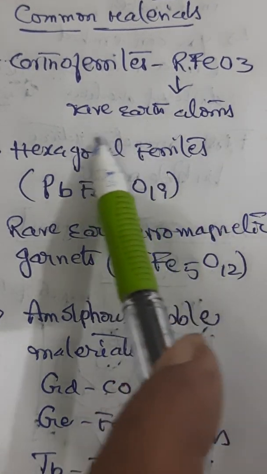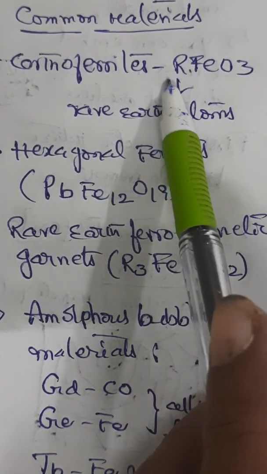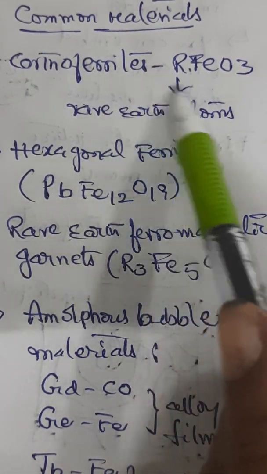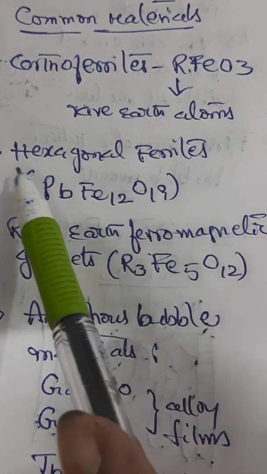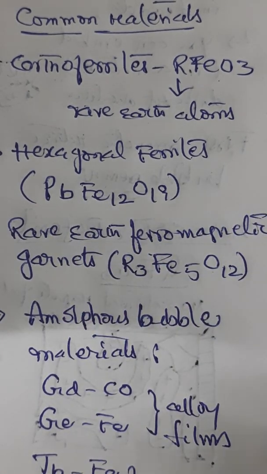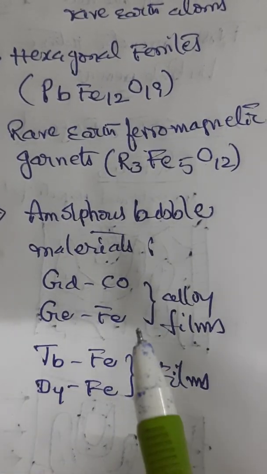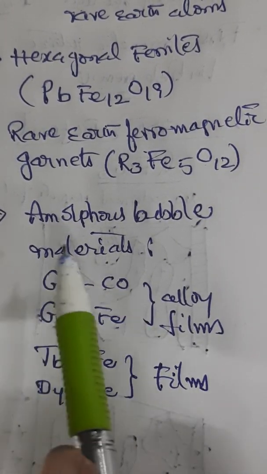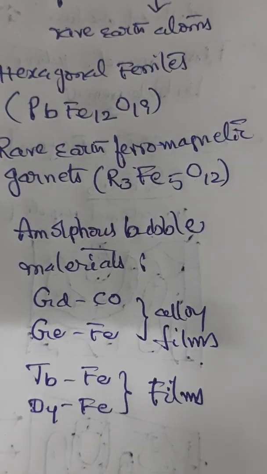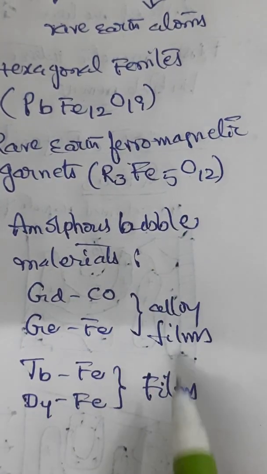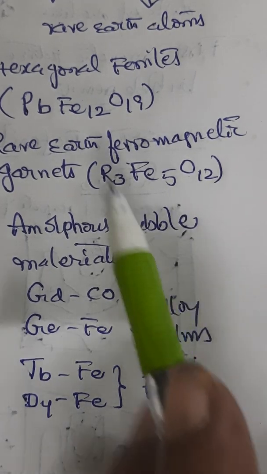These are some of the common materials used for magnetic bubble memories, like orthoferrites, which we shall represent like this, where R stands for rare earth atoms. Similarly, hexagonal ferrites, which have a lead combination, and rare earth ferromagnetic garnets. Sometimes you can use a combination of films for the formation of bubble materials, even amorphous bubble materials. These are some examples commonly used for the preparation of magnetic bubble memories.